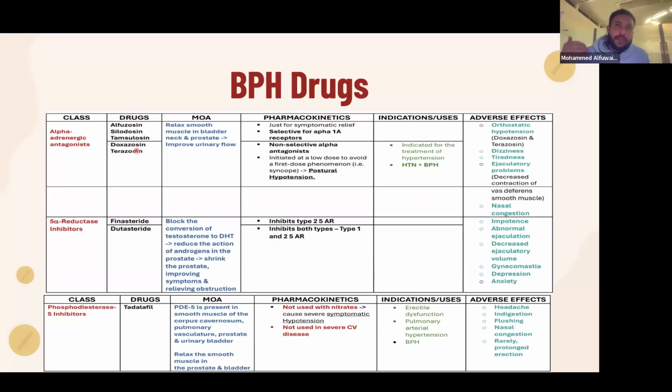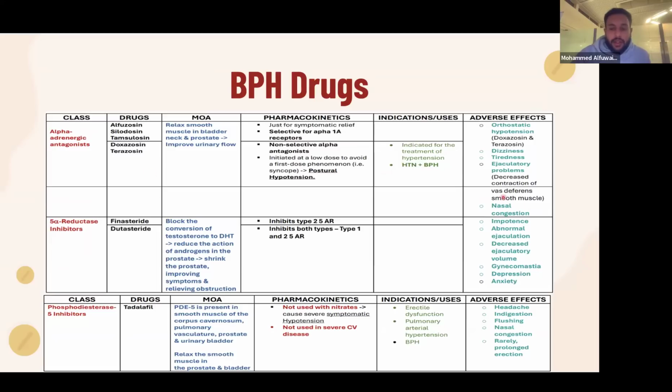And if you remember from CVP, when I mentioned that you can use prazosin for hypertension with BPH because it causes non-selective antagonism. Okay? As non-selective antagonists, they cause postural hypotension. And then, as I mentioned, hypertension plus BPH, which is a common scenario that you will get, if a patient has both of these, you give one of these drugs.